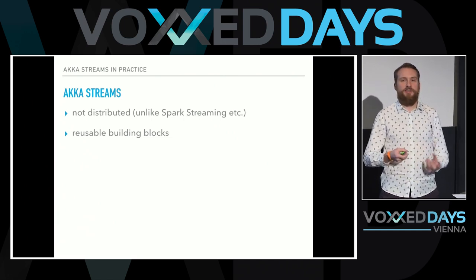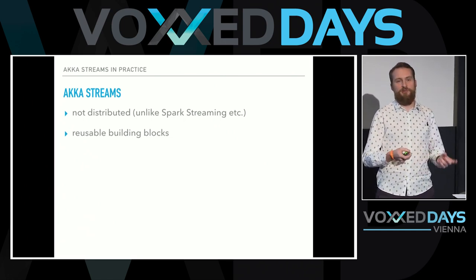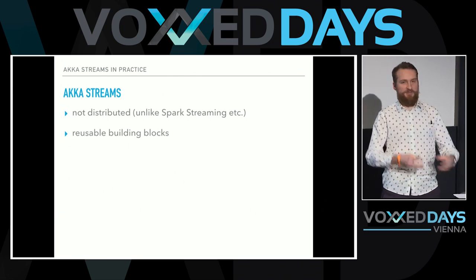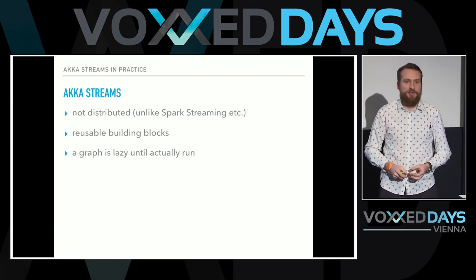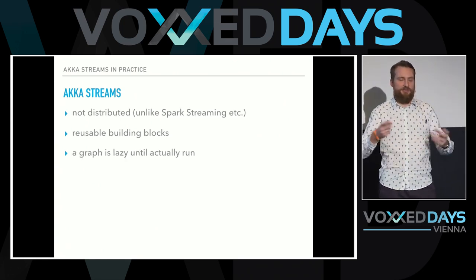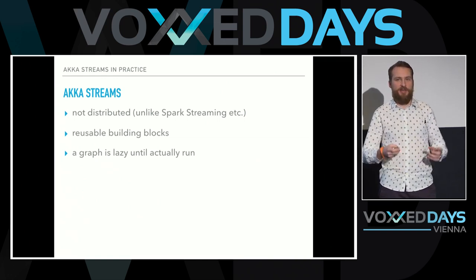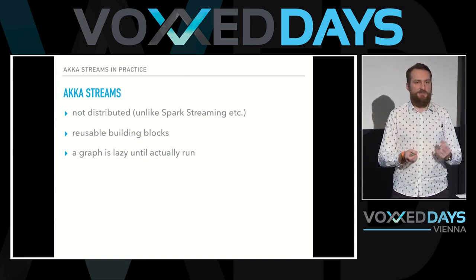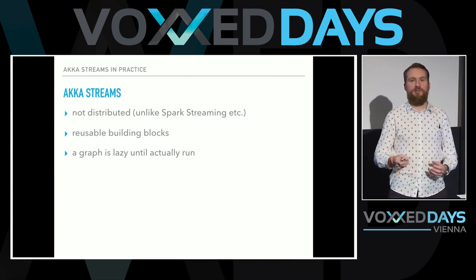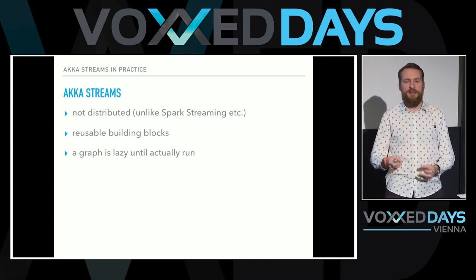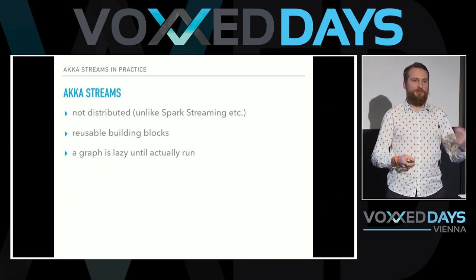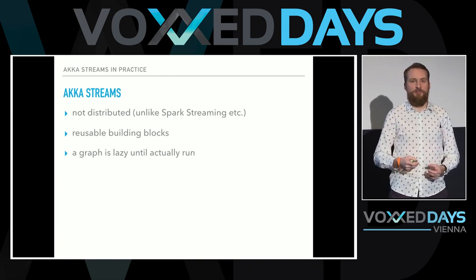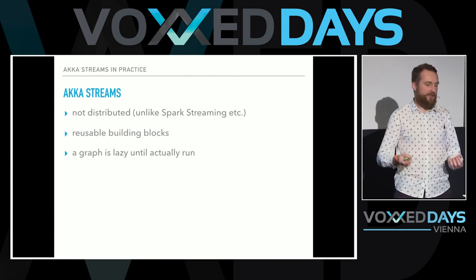When defining the data processing with Akka Streams, we create some reusable building blocks. We have a DSL for creating the steps for our data processing pipeline. And it's important that when you define the graph, everything is lazy. So until you actually run the graph, no processing happens anywhere. You just have a DSL for defining your building blocks, and only when you want to run it, you need to have a materializer present, and when you execute some kind of run method on a graph, it's only then actually run. But when you define all the steps, nothing actually happens.